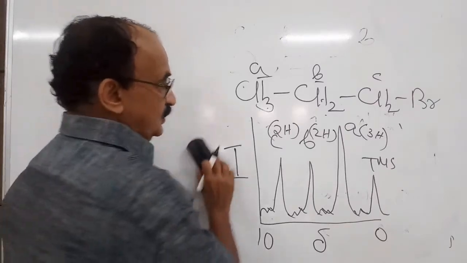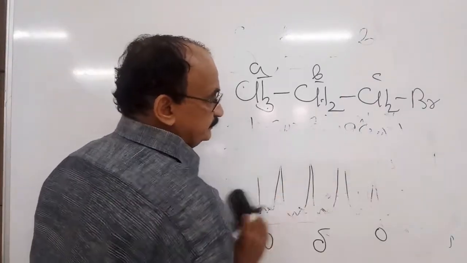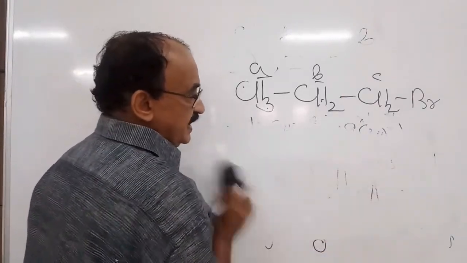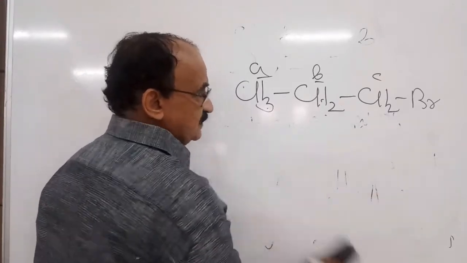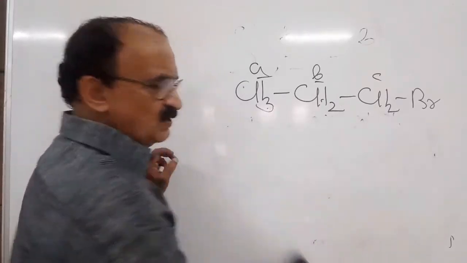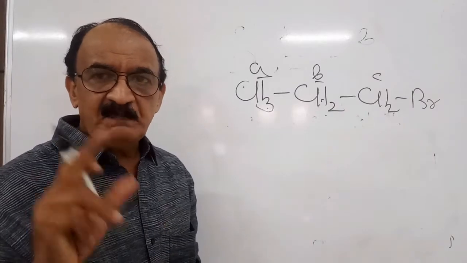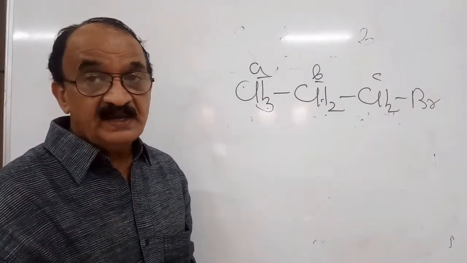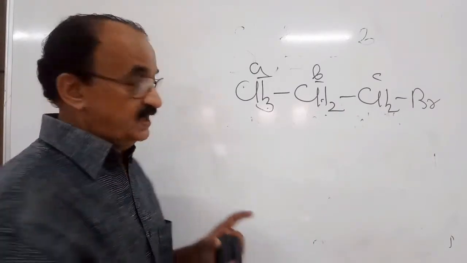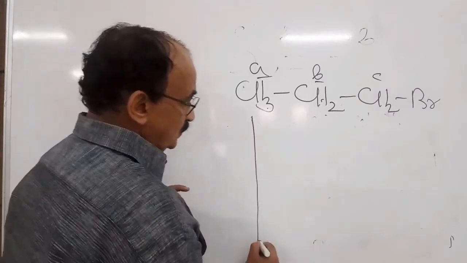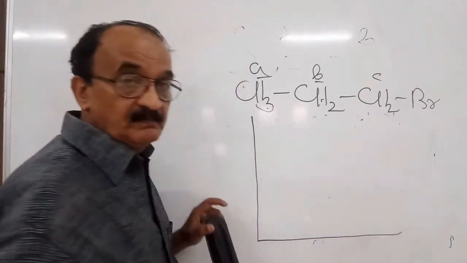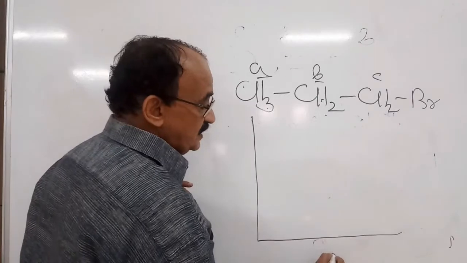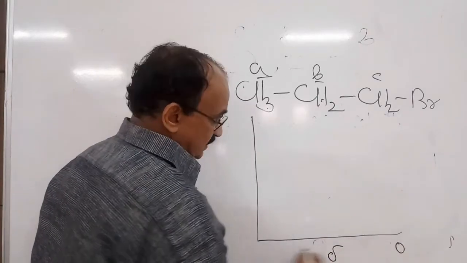Right? Now you take the high resolution spectrum, that is the multiplicity of the signal. Multiplicity depends on what? In simple way, multiplicity of a signal depends on the number of neighboring protons. You are well aware of that. Now you draw the high resolution spectrum. In the high resolution also delta value varies from 0 to 10.